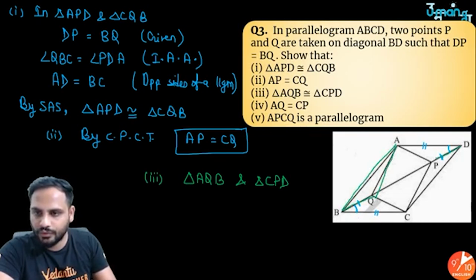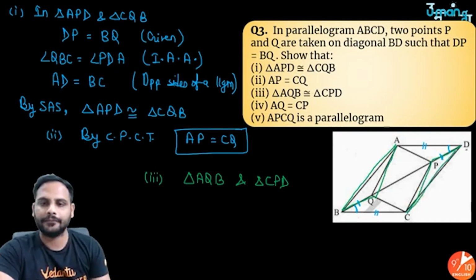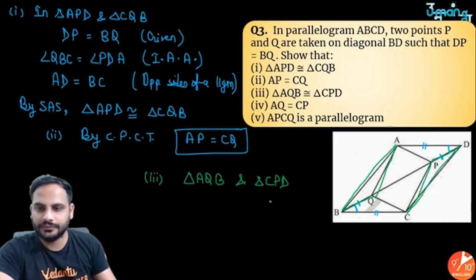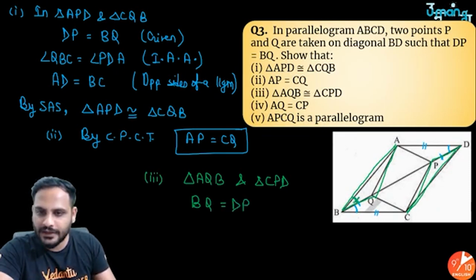And CPD, I am talking about this triangle. First thing, beta, I know BQ is equal to DP, given. Then angle QBA will be equal to angle PDC. Again, because AB and CD are parallel, it is forming an interior alternate angle.